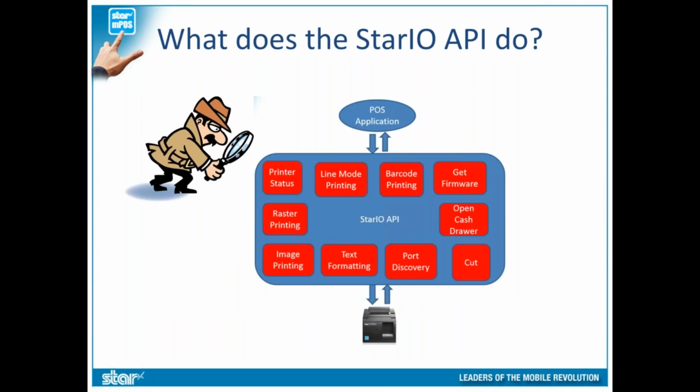What does our API have? Basically, our Star I/O allows developers to use different methods of implementing different functions that come within our printer. This could be printer status, text formatting, where to cut, open up the cash drawer. Basically what communicates the printer directly to the POS application.